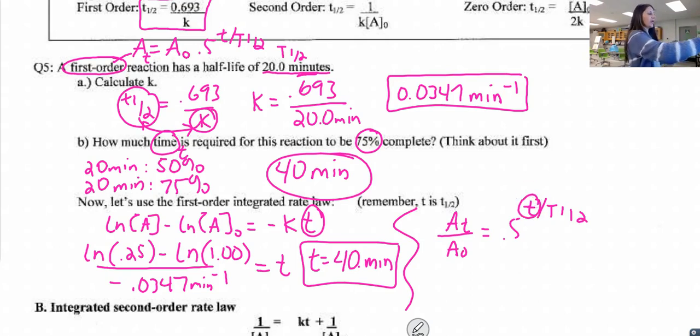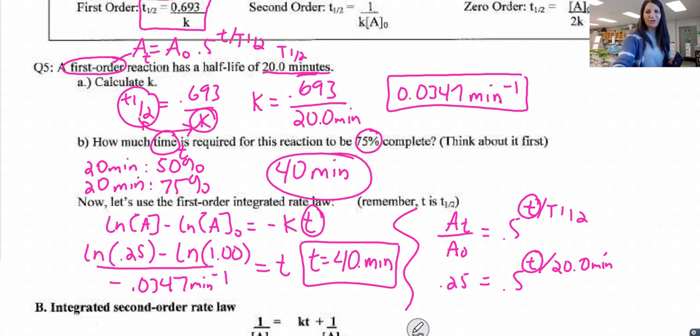All you're going to do is plug in your At, which again, if it's 75% complete, that's how much is gone, which means 25% remains. So you could say 0.25 is equal to 0.5 raised to the t, how long it takes, divided by 20 minutes. And so you can use the log and then calculate what t is. And again, you would get that t is equal to 40, okay? So just another way of doing that.